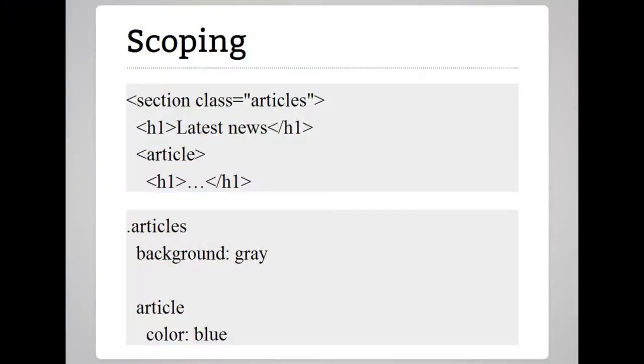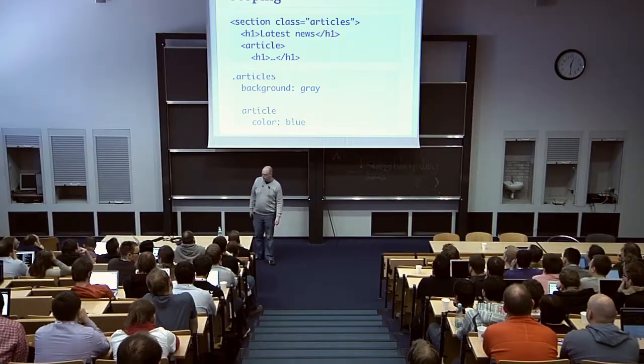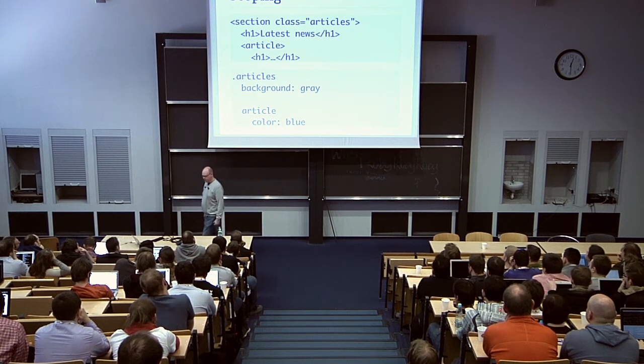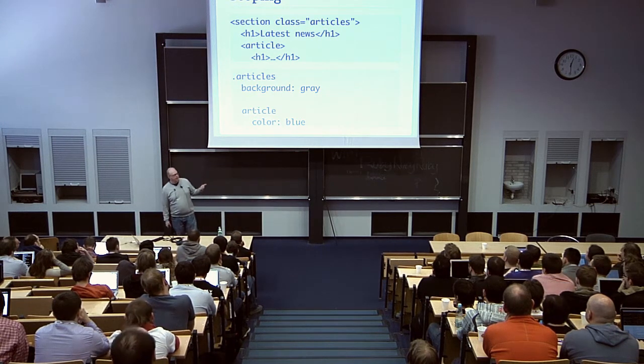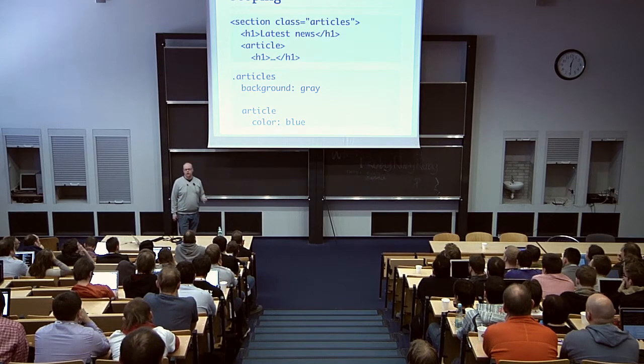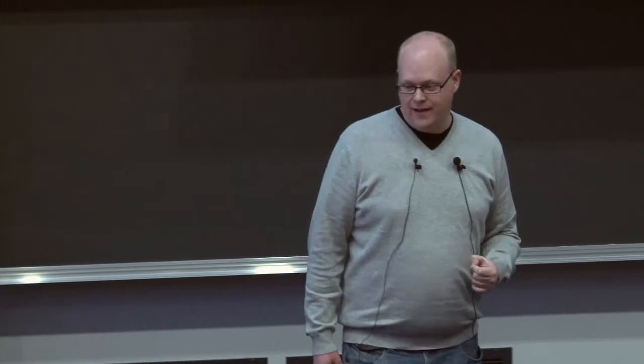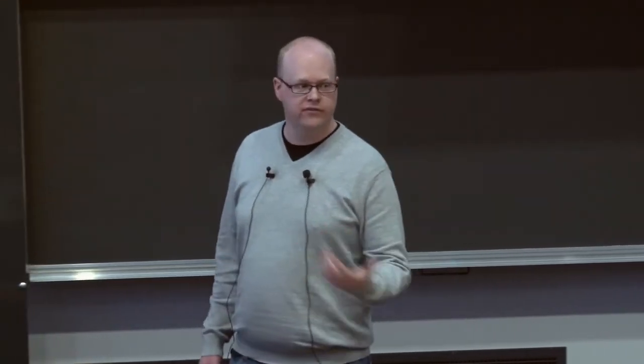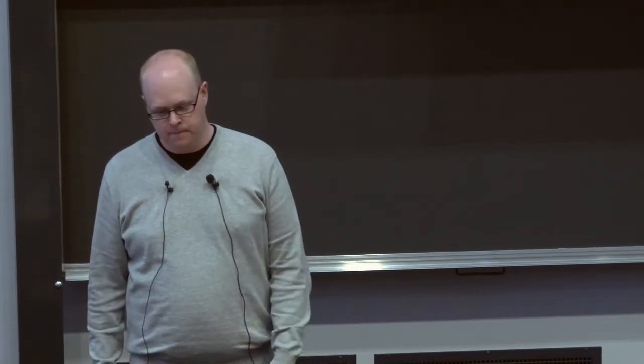So here's the scoping example. There's a section with the class name articles. Within there is an h1, because we start them with an h1. And then there is an article. You can have multiple articles, obviously. That's on top. On the bottom is the Sass I use in this case. I like this Sass syntax because with the curly brackets, it wouldn't fit the slide. So the articles has a gray background, and the articles themselves have blue text.